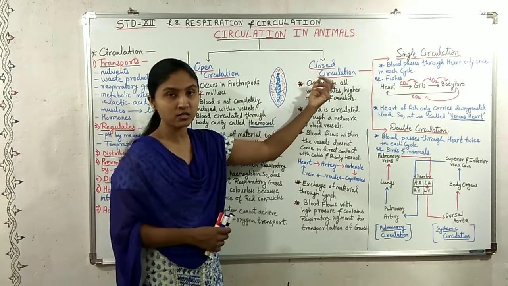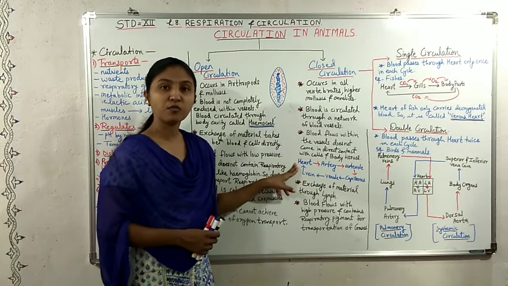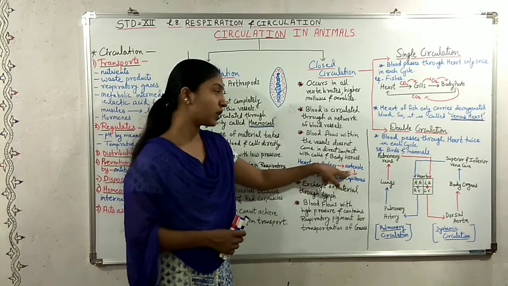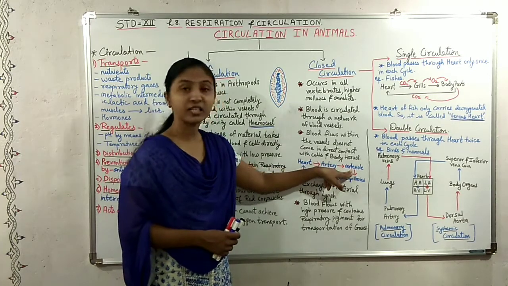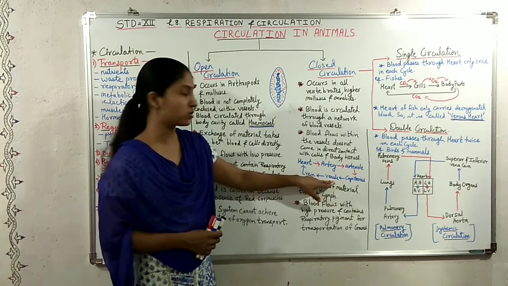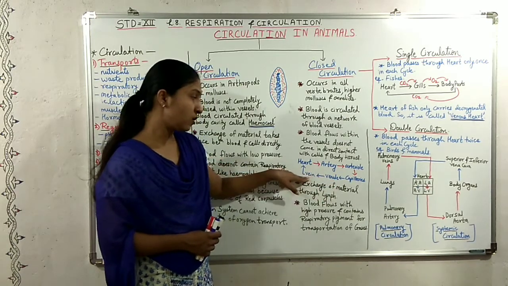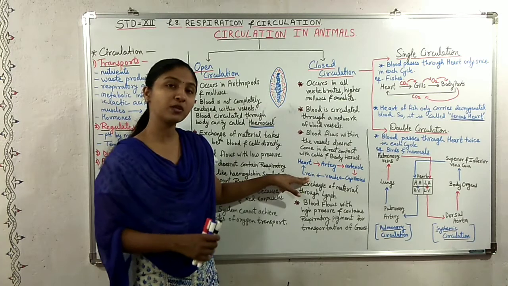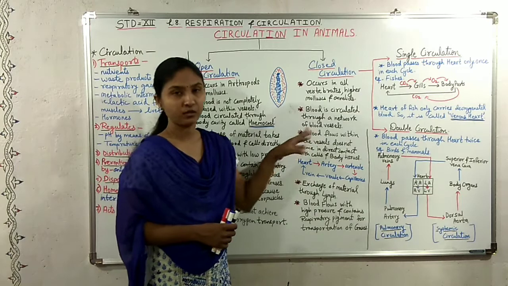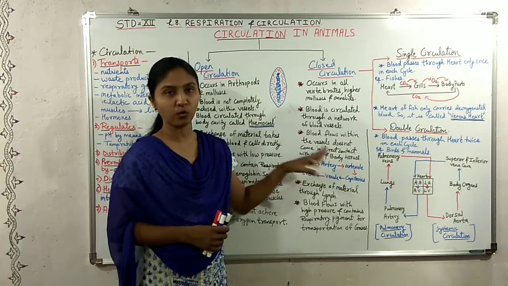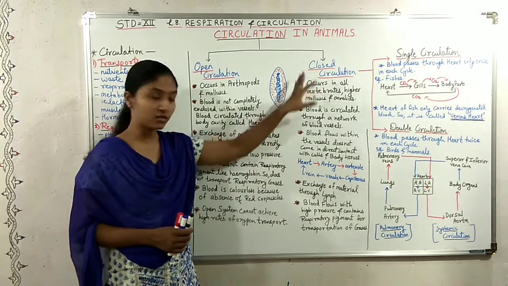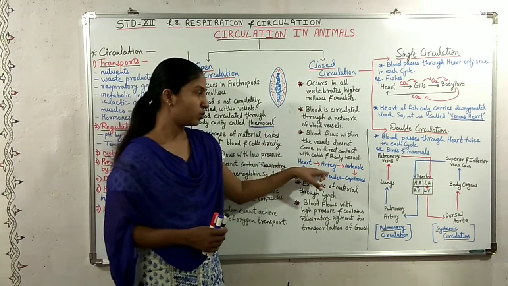Now, the path of the flow of the blood here in the closed circulatory system is: it flows from the heart to the artery, through the artery to the arterioles, from the arterioles to the capillaries, and from the capillaries to the venules, from the venules to the veins, and again from the veins to the heart. So this is the path of the blood to flow. Blood flows in this path in the closed circulatory system from the heart to the arteries.